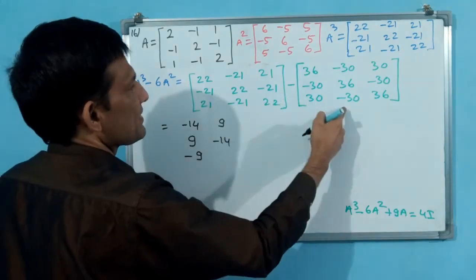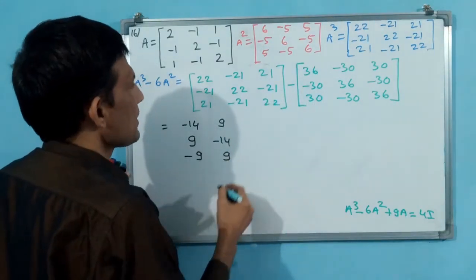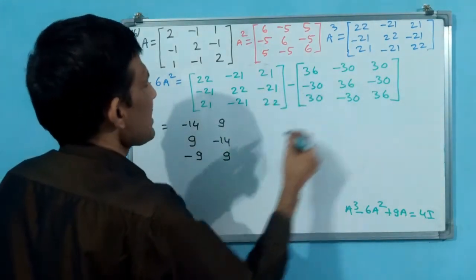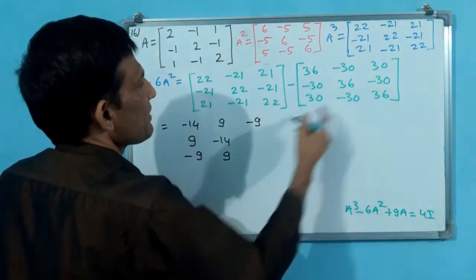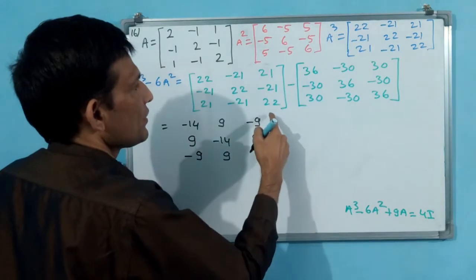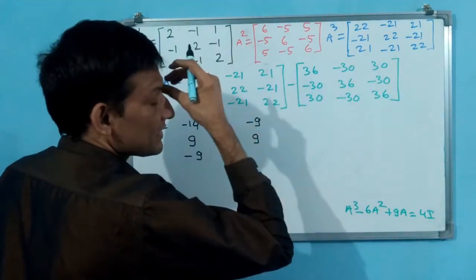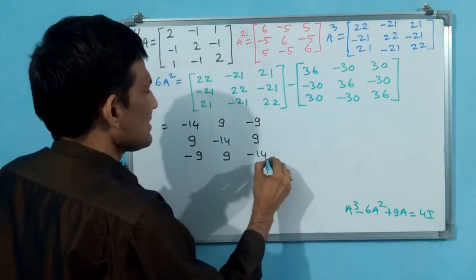Minus 21 plus 30, 9. 21 minus 30, minus 9. Minus 21 plus 39, 22 minus 36, minus 14.